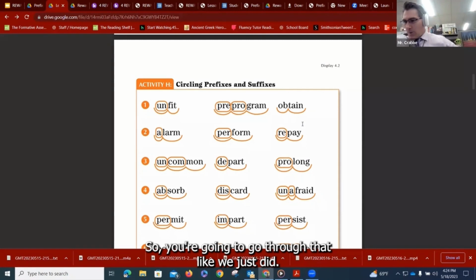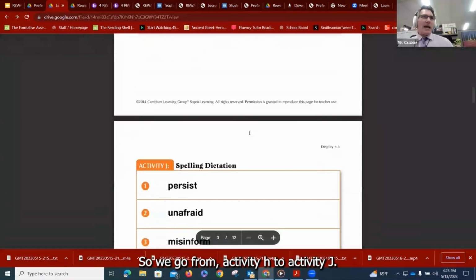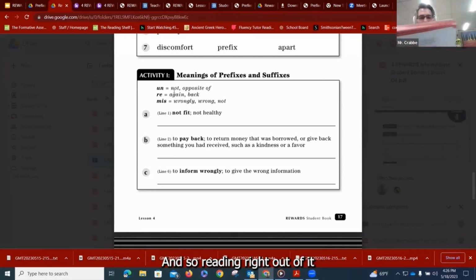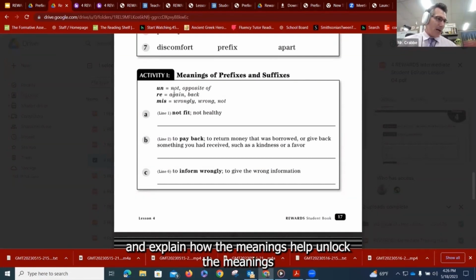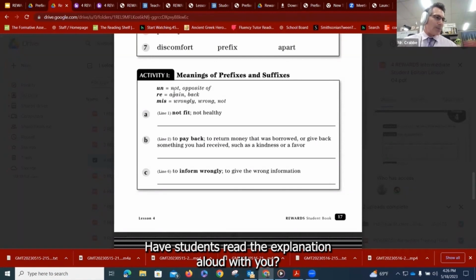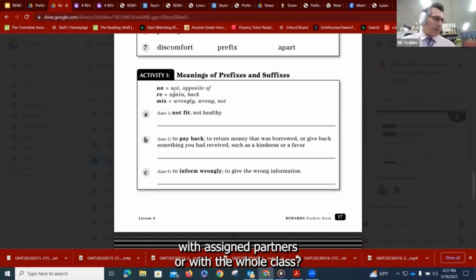All right, so you're going to go through that like we just did, and I jumped ahead a little bit. So we go to activity H. Again, I'm using this manual, reading right out of it, the activity summary: we're going to read the meanings of the 3 prefixes and explain how the meanings help unlock the meanings of unknown words. With each target word, have students read the explanation aloud with you. Have students find the word that matches the explanation and write it on the line provided. Have students apply the meaning of the word with assigned partners or with the whole class.